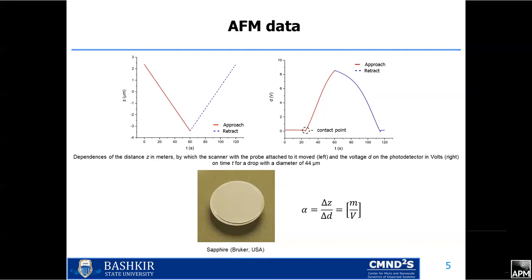As a result of experiments on indentation of droplets, time dependencies of the distance by which the scanner with the cantilever is moved, and of the voltage on the photodetector resulting from deflection of the cantilever beam, were obtained. During the processing of experimental curves, only the approach section was investigated, from the moment the cantilever began to interact with the sample. So this is the whole approach curve from the contact point. The coefficient for recalculating the voltage into deflection was determined using a curve plotted on an absolutely elastic surface.